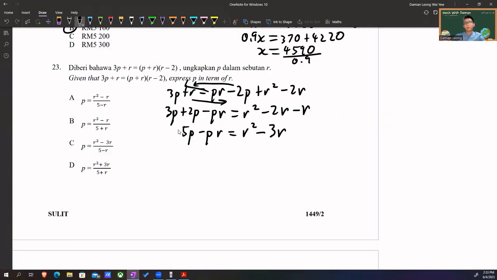I want p as subject, but there's more than one term, so I need to factorize it. Factorize the p. So p bracket 5 minus r. So bring over: r square minus 3r over 5 minus r. Answer C.